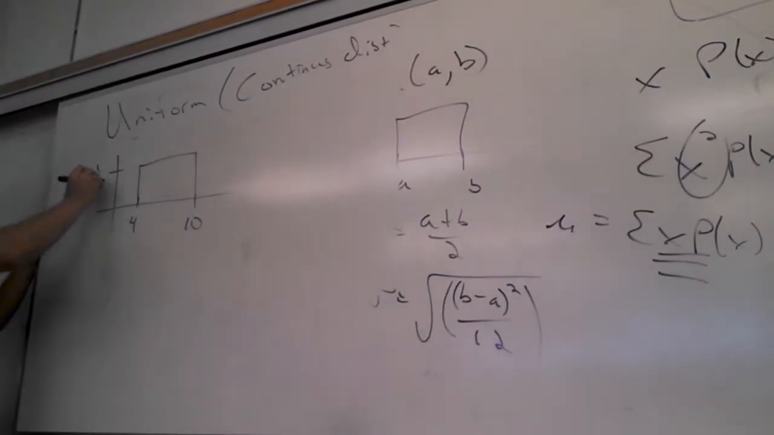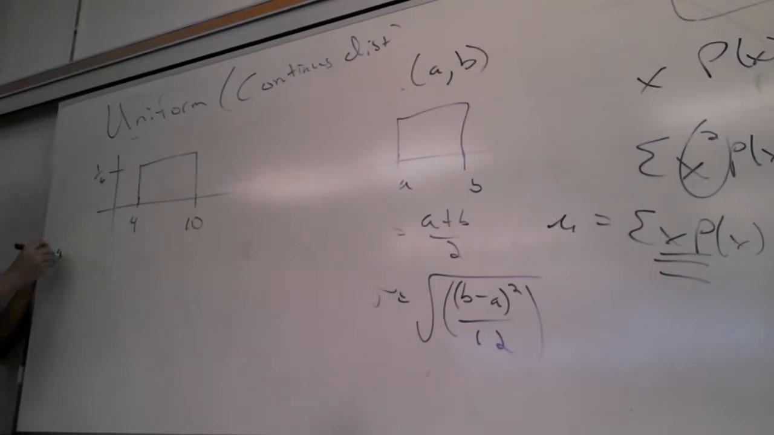So it's got to be 1/6 tall, so the area of the whole thing is 1. Let's do this real quick. What's the mean? So your formula's right over there.